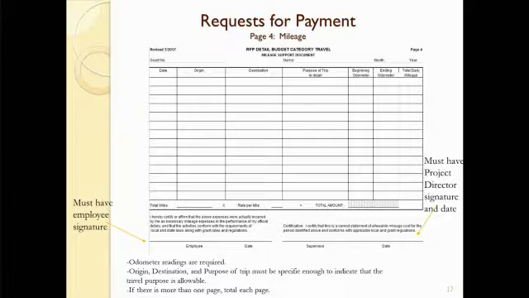Request for payment, mileage, support detail page. Please make sure all fields on this form are completed. Please be sure that the purpose of the trip is complete. Do not use abbreviations. For example, please list enough detail information so that the grants accounting staff is able to discover why the trip was necessary to perform duties under the project.